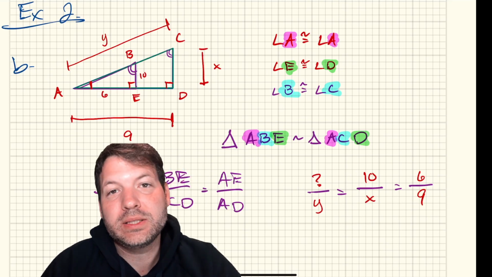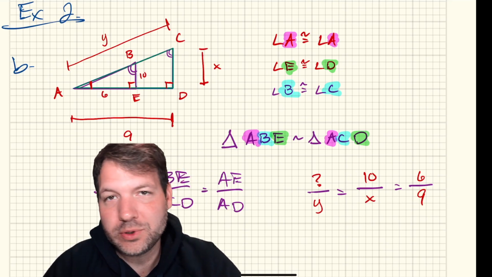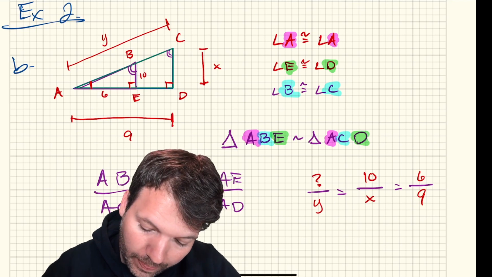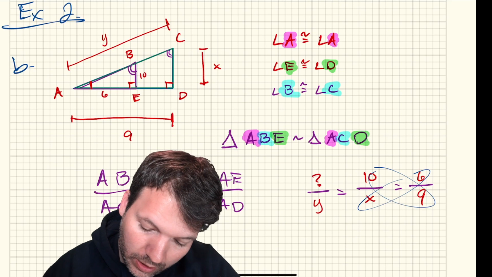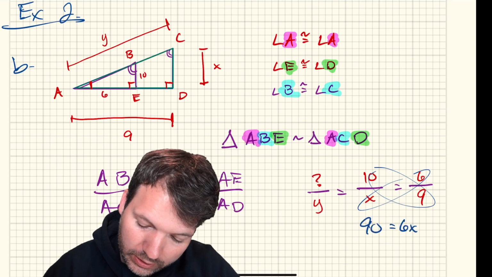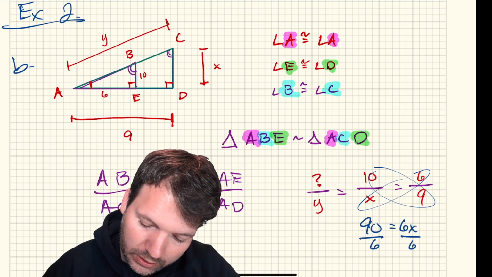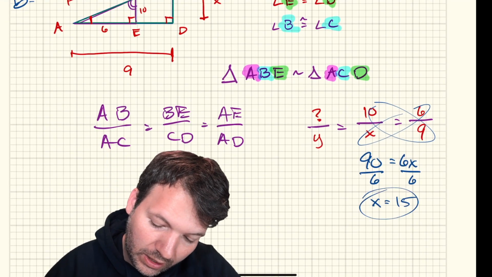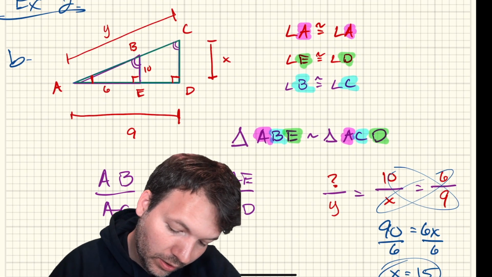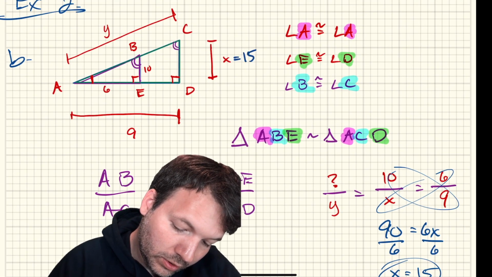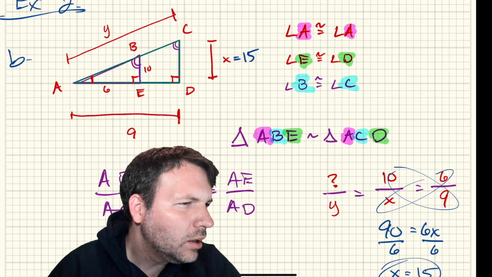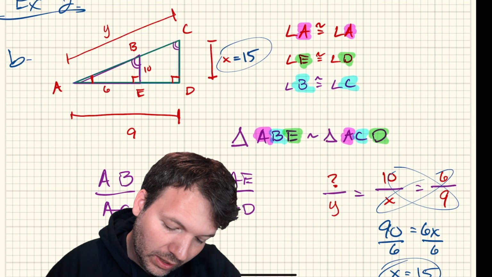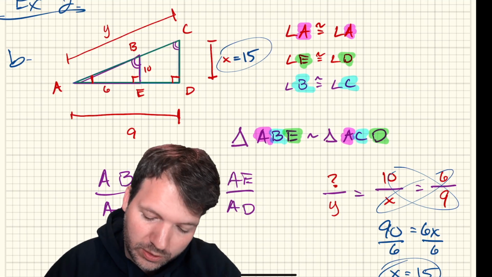Now you could say, well, that's times 1.5, but perhaps you didn't see that directly. So again, we can just immediately go for cross multiplication. 90 equals 6 times x, divide by 6, divide by 6. X must be 15. So this side length right here is going to be equal to 15. How much did they want us to find? Just both x and y? Okay, x is 15.